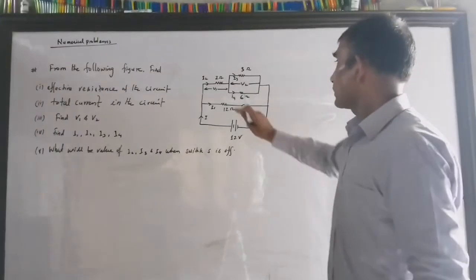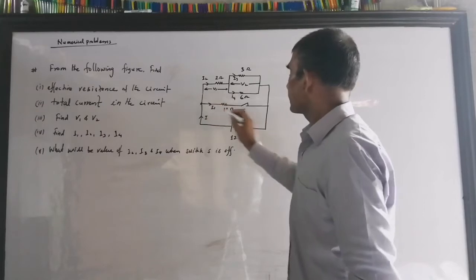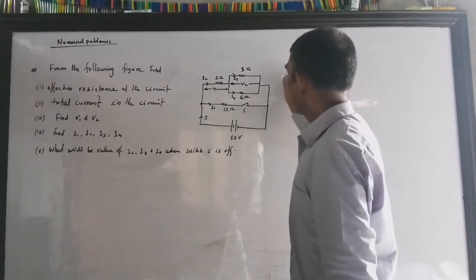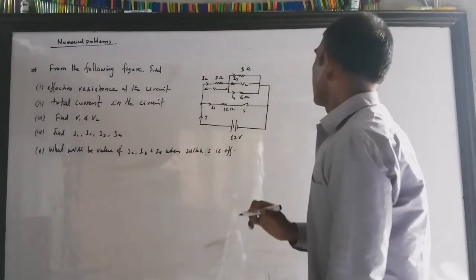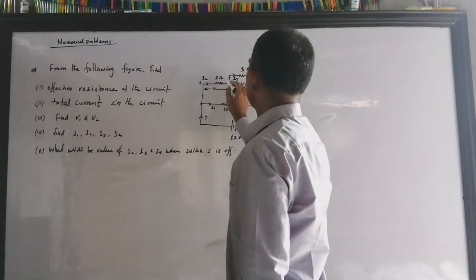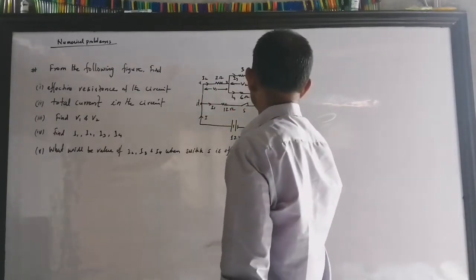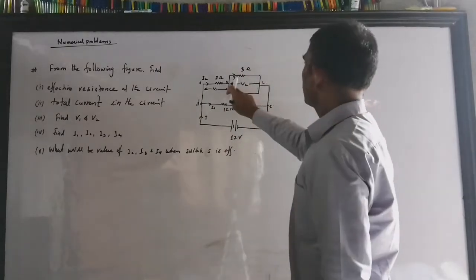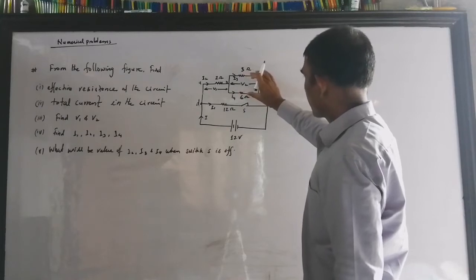Let's see, the first question is to find the effective resistance. Overall resistance, or effective resistance, means what single resistance can replace this whole bunch of resistances. To write it easily, let's label the points A, B, C, D, and E. First, these two are in parallel. You know how to identify parallel and series.